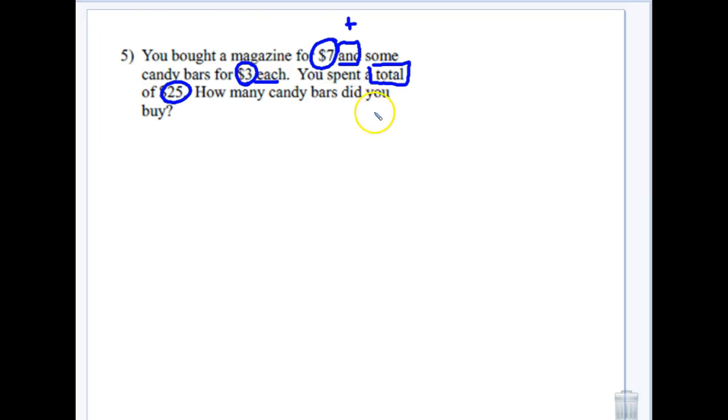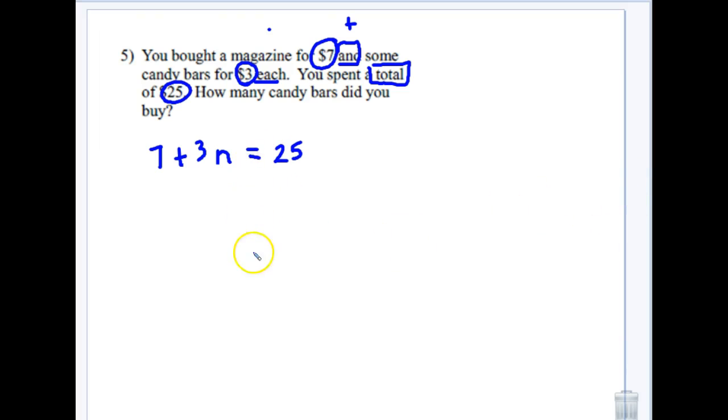So we have to figure out how many candy bars we bought, right? I only bought 1 magazine for $7, and some candy bars for $3 each. I don't know how many candy bars, so the number of candy bars times $3. How much did I spend? 25. So it's going to equal 25. There's my equation. Go ahead and solve it.